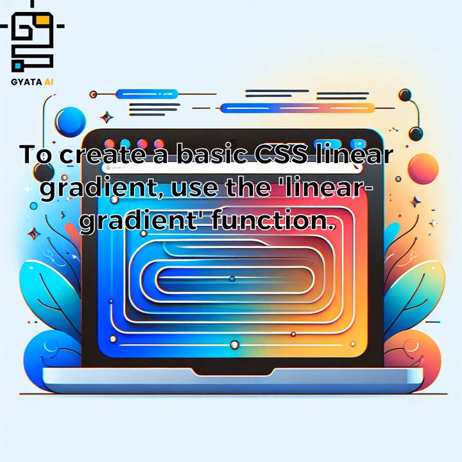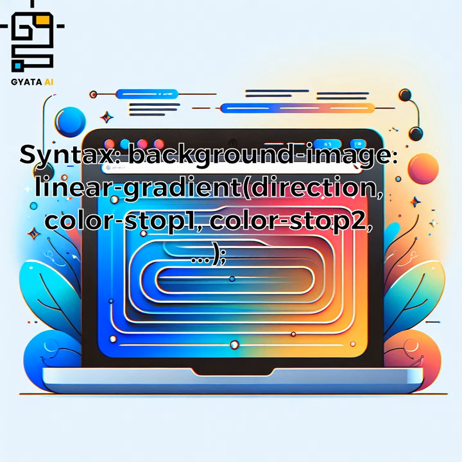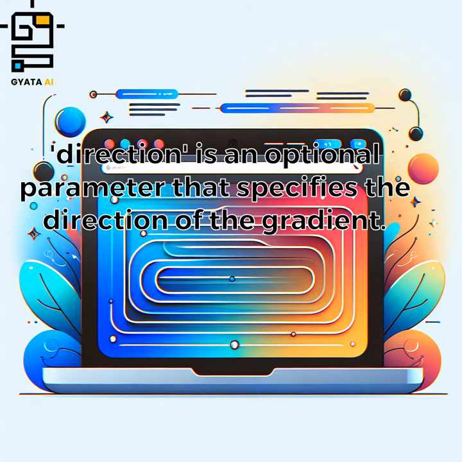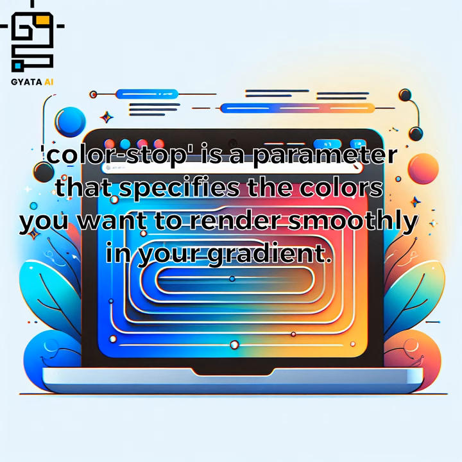How to create a basic CSS linear gradient. To create a basic CSS linear gradient, use the linear-gradient function. Syntax: background-image: linear-gradient(direction, color-stop1, color-stop2). Direction is an optional parameter that specifies the direction of the gradient. Color stop is a parameter that specifies the colors you want to render smoothly in your gradient.